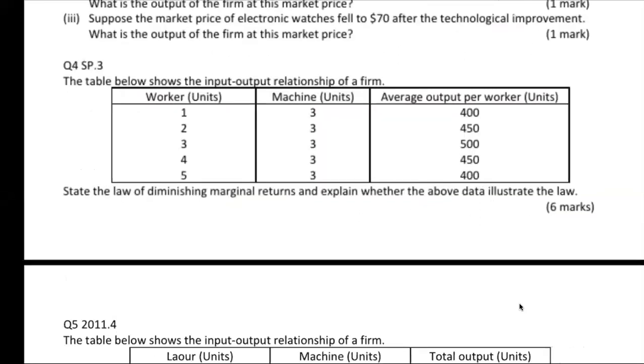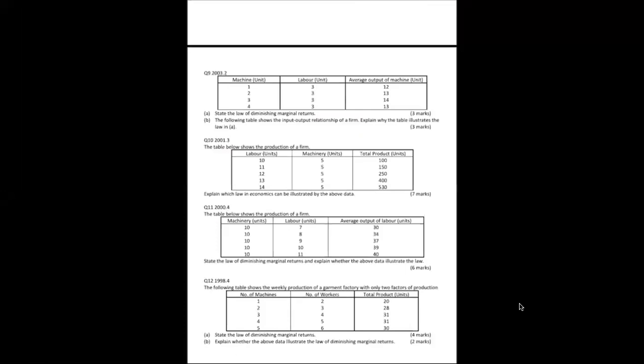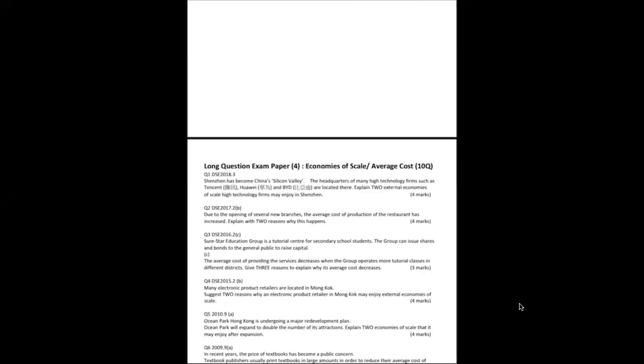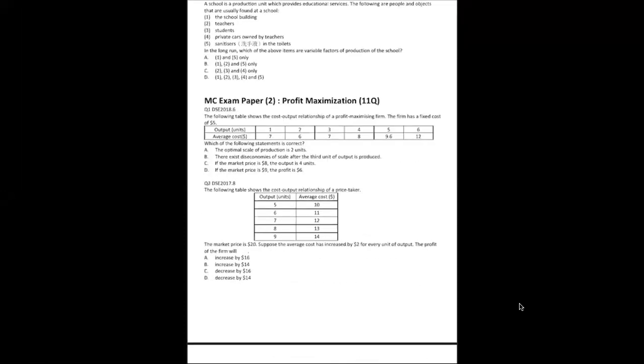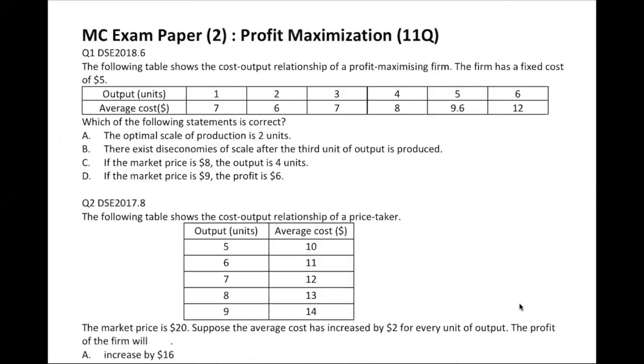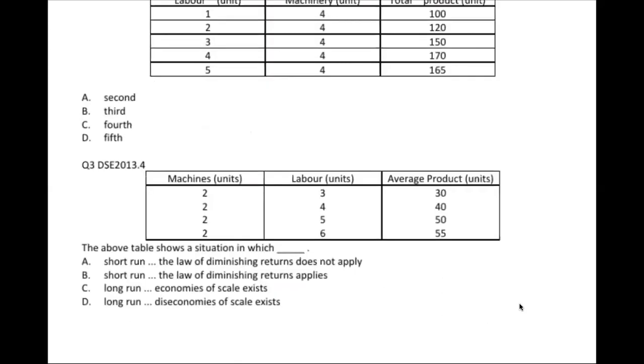Then we try to go through the MCs of a profit maximization here. Okay, so here the following table shows the cost and output relationship, and then it has a fixed cost of $5. Okay, this is something new. We have a fixed cost. Then we have the average cost here.